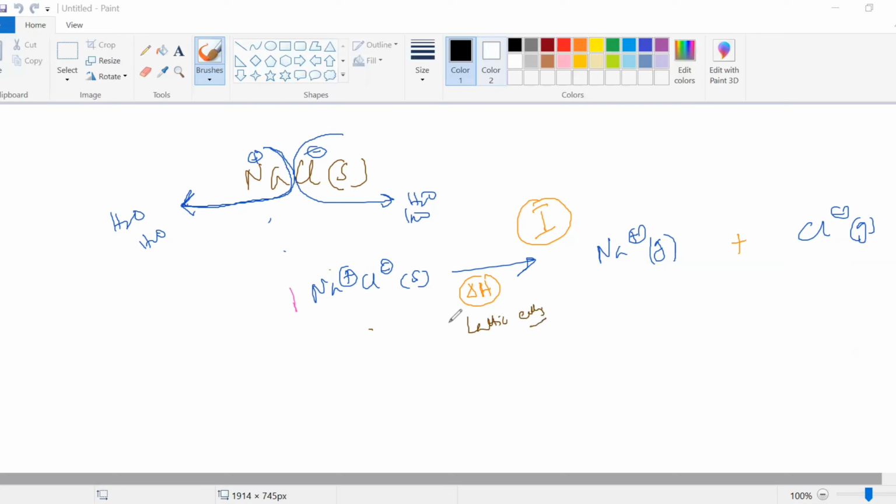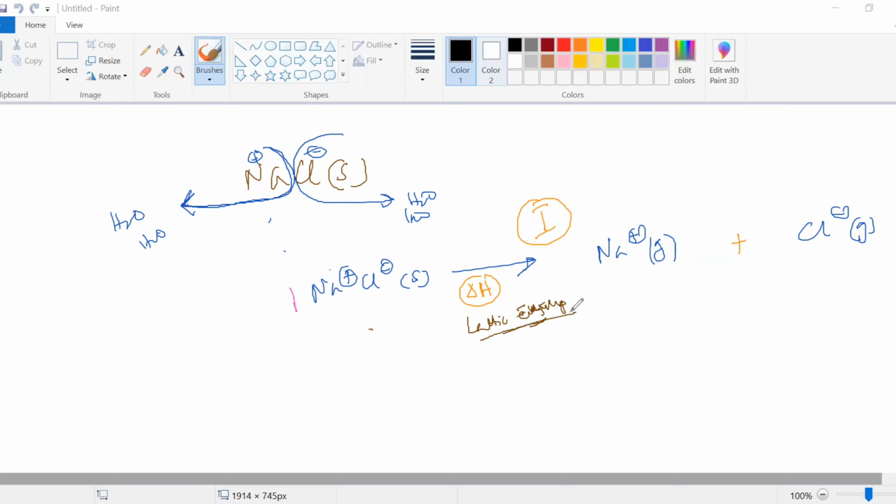See, water acts like a god. If you want to separate NaCl into its constituent ions, how much temperature do humans need? 800 degrees centigrade, right? But water acts like a god. This water is separating out the two ions. How much energy does it need? Approximately equal to the lattice enthalpy.